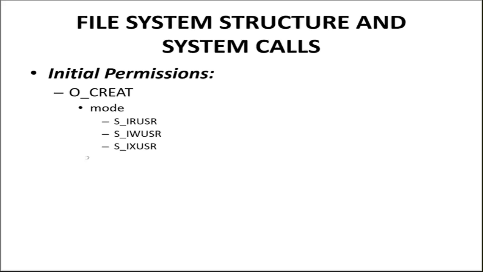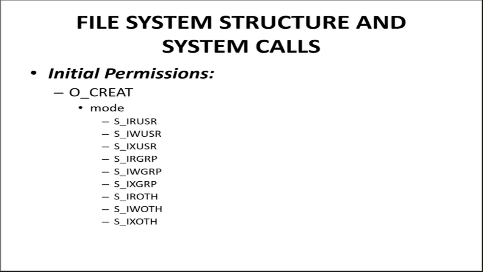In the same way, S_IRGRP represents read permission for the group, followed by write permission for the group and execute permission for the group. And in the same way, we have read permission for others, write permission for others, and execute permission for others.